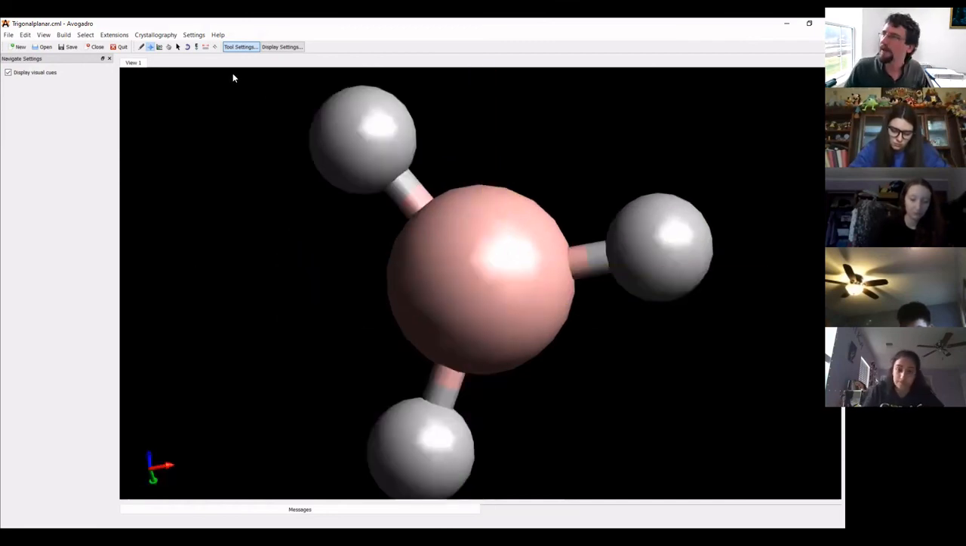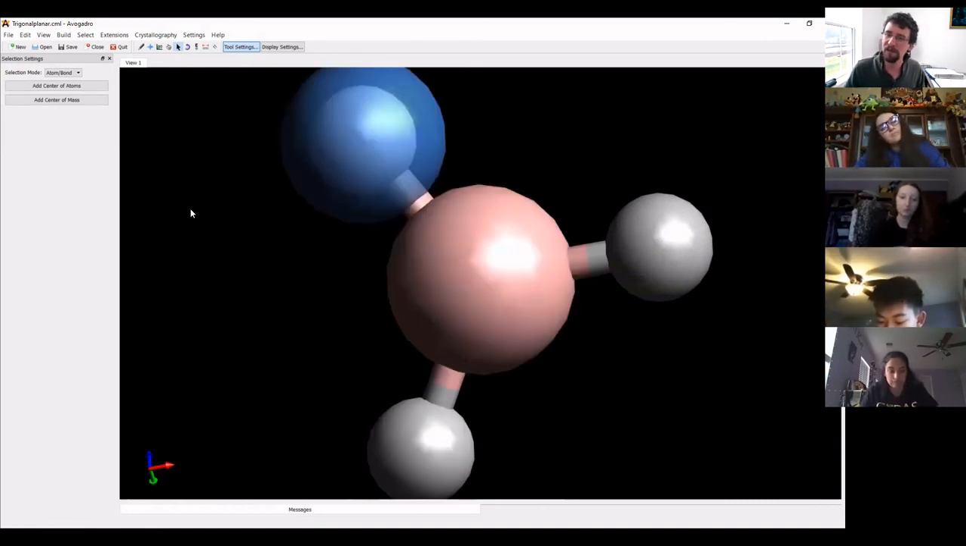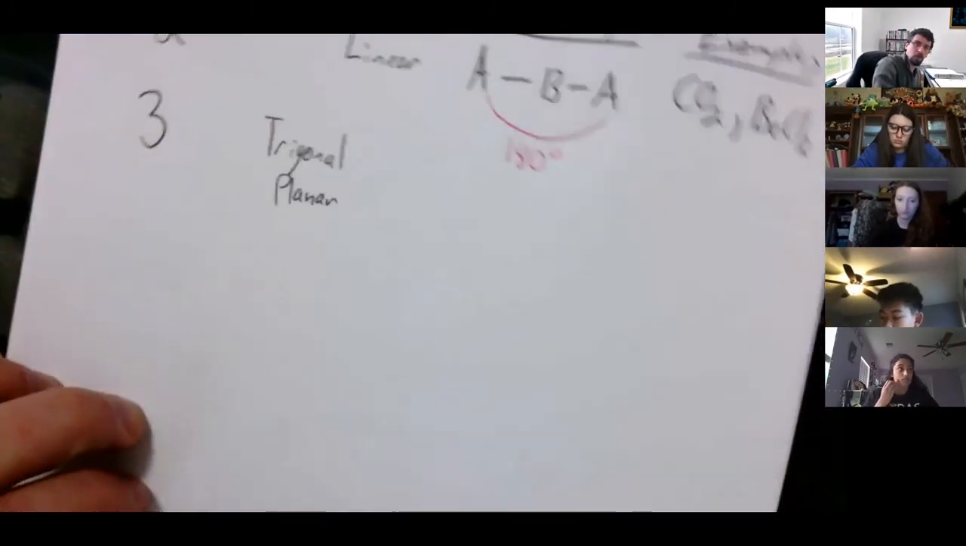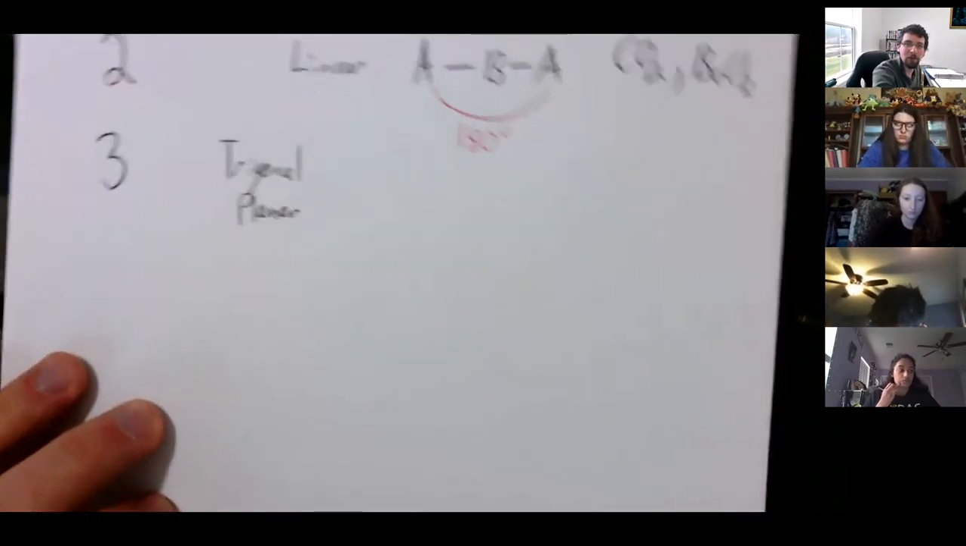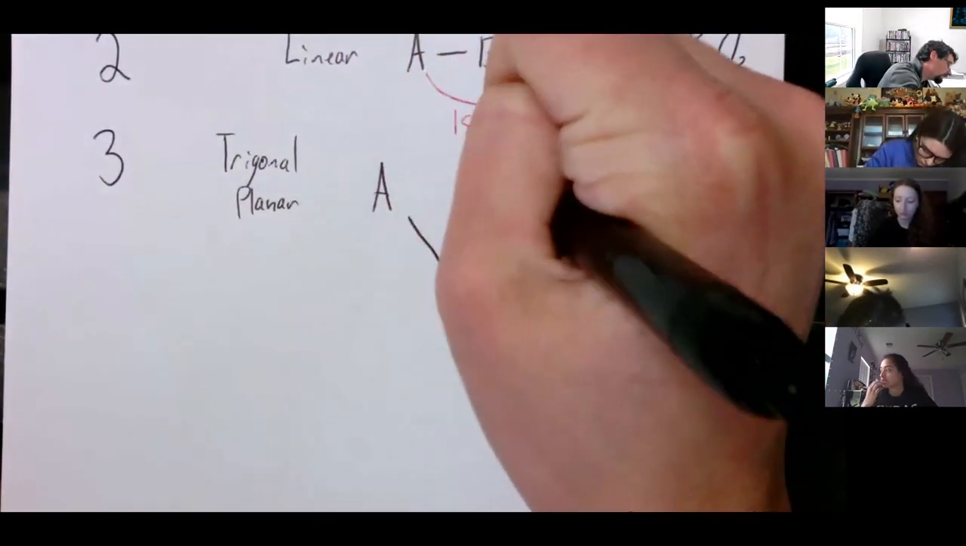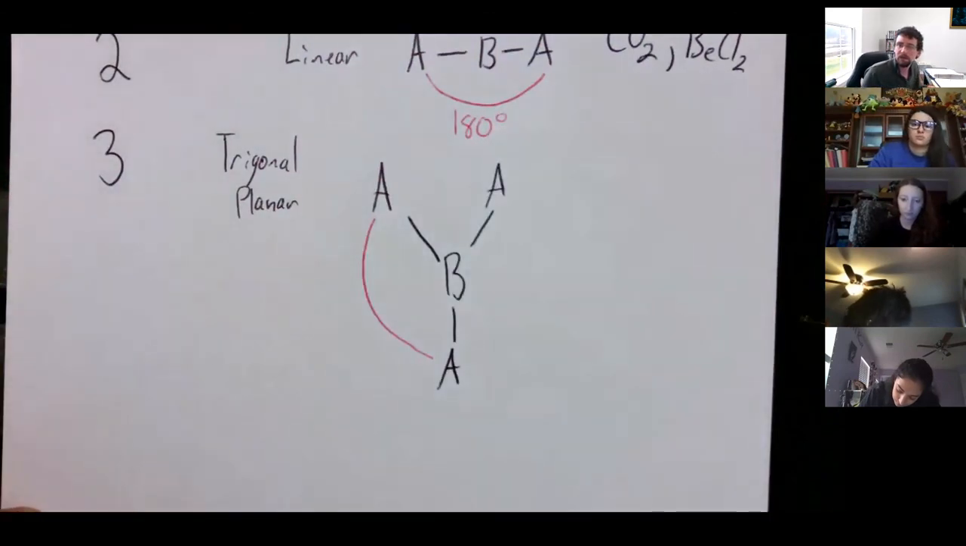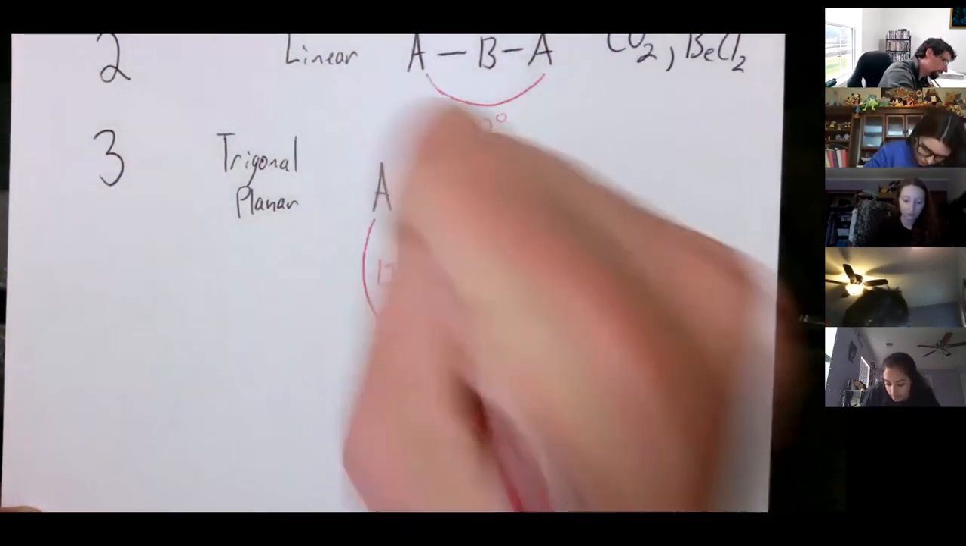Okay? So can anybody tell me, if I look at this bond angle between those 3 atoms, anybody know what that bond angle will be? 120. Yep, that's 120 degrees. Okay, so let's try and draw that out. We're going to try to go with that shape. So we got A, B, A. And we said this angle along here, what was it? 120. Yep, 120 degrees.